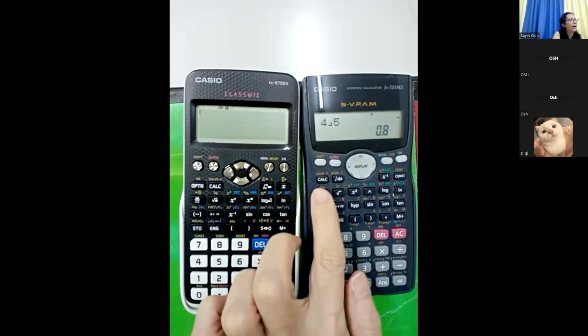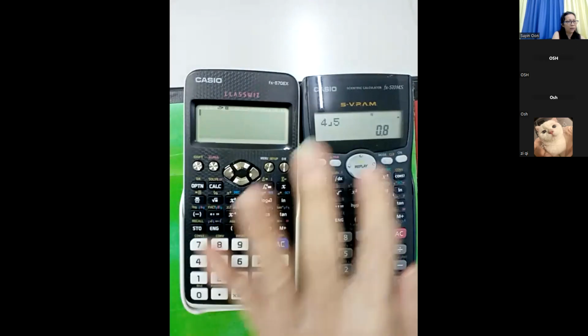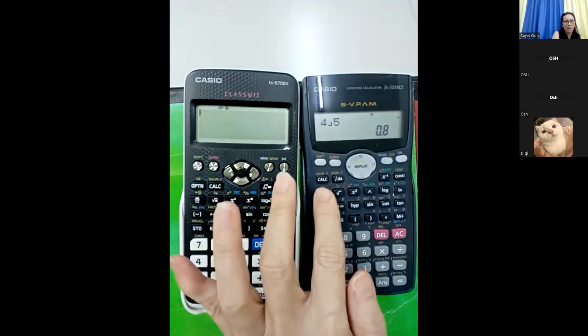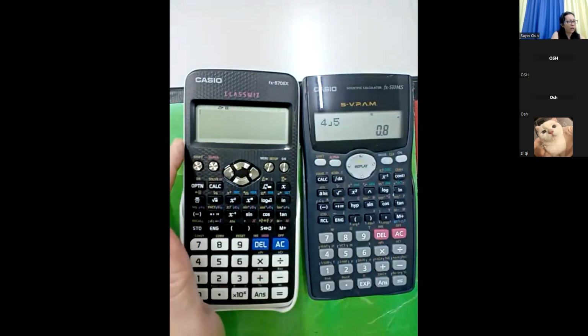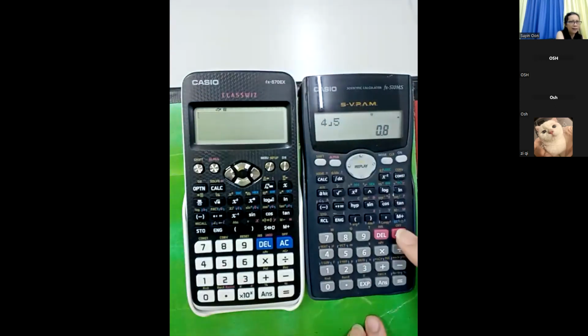See? Just press this button only. For you that are using MS, you can learn also. Maybe one day your calculator spoils, you borrow a calculator from a friend, so you know how to use it. Okay, let's say you want to make it a mixed number.